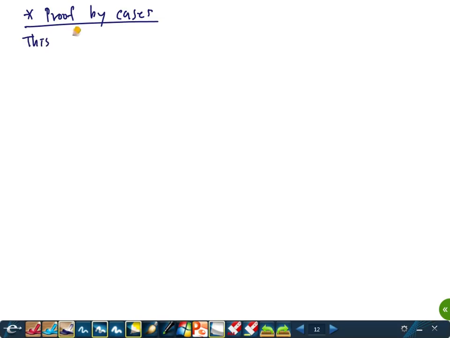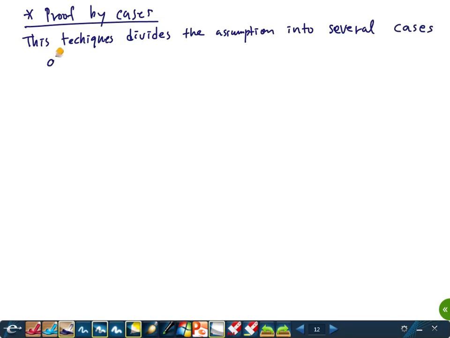So this technique divides the assumption. So we have the assumption, if P then Q. It divides the assumption into several cases and proves each case separately. So you just list all possibilities when the assumption occurs and you attack each case separately.